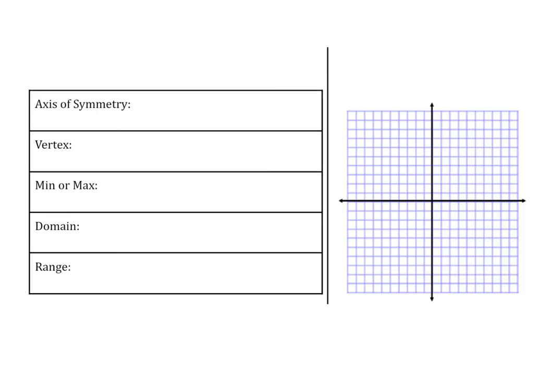Okay, same process, just one more example here. Let's do f of x equals 2x squared minus 4. So the axis of symmetry is still right at the y-axis. And the equation for that is x equals 0.